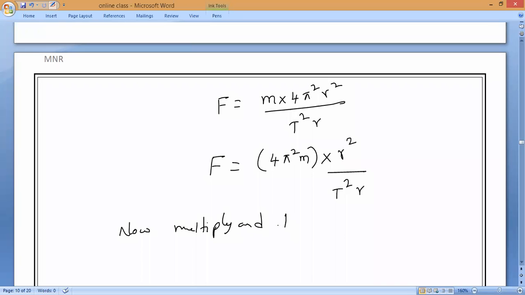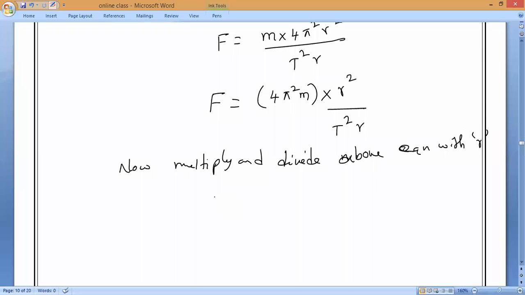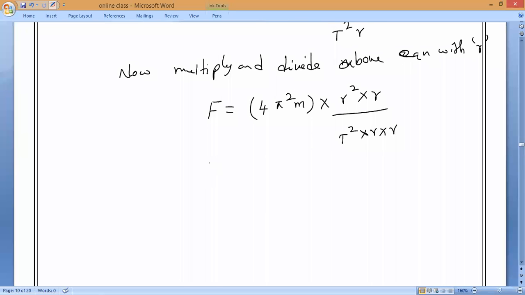Now multiply and divide the numerator, the above equation, with what? Anybody can tell me? With what, guys? With R, sir. So that is 4 pi square m into r square into r divided by t square into r. So what will the formula turn into? You should tell me. See, this much simple thing also you cannot tell me. So 4 pi square m, this entire thing is called constant. This whole thing is constant.